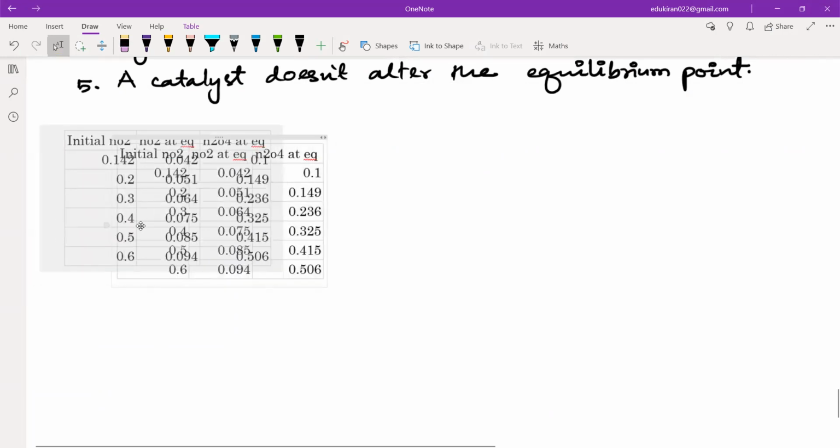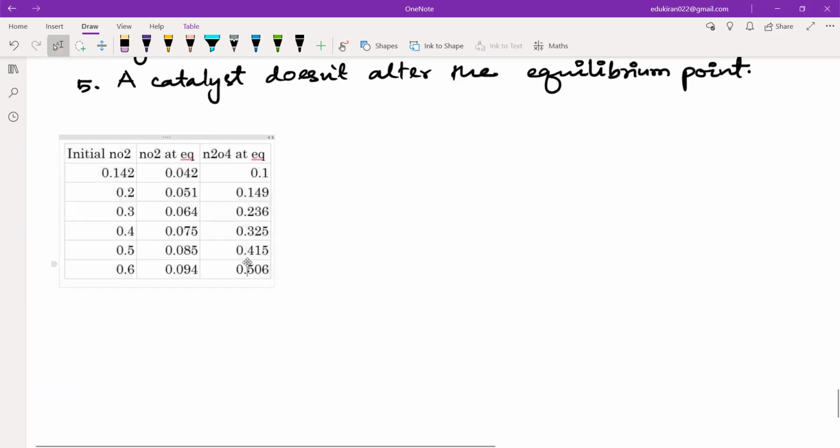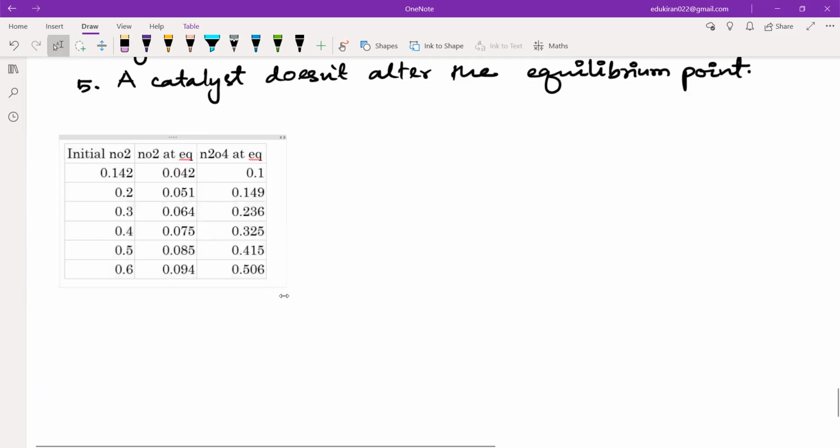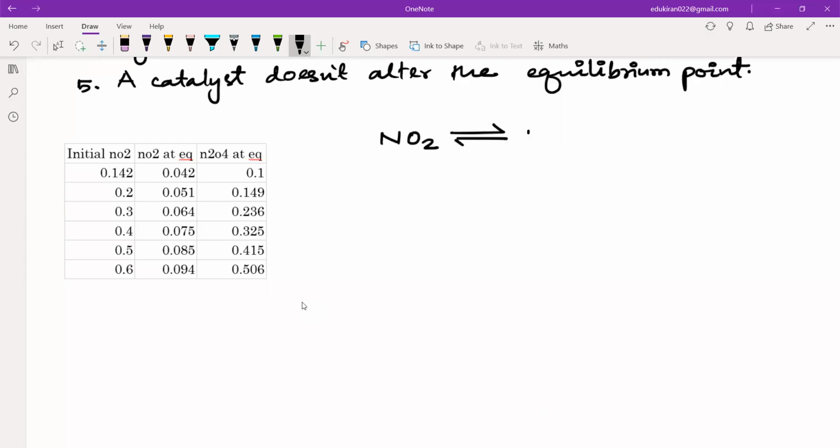Can I move this? Yeah, I can move this. Can I increase the size? No, I cannot increase the size. Okay, fine. No problem. So we have a reaction, please don't write these things. So NO2 is getting converted to N2O4, keeping my stoichiometry right. So this is the reaction that is happening, right? Any problem?